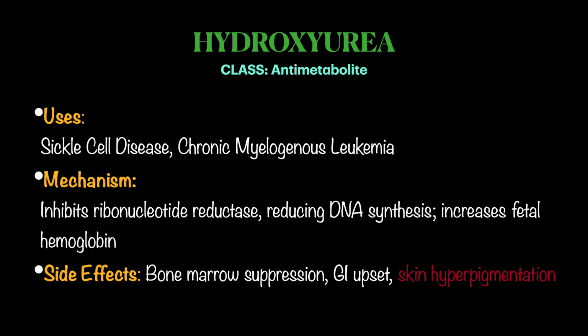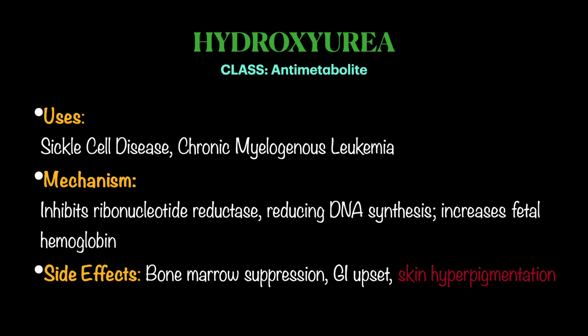And then the mechanism of action is that it inhibits the ribonucleotide reductase enzyme and thus reduces DNA synthesis, and thus it increases fetal hemoglobin, that is HbF, right? So a normal person has mature adult hemoglobin, but it increases fetal hemoglobin. The side effects are bone marrow suppression, GI upset, and skin hyperpigmentation. This is a typical finding, and a patient presents with skin hyperpigmentation if it is an anti-metabolite, right?